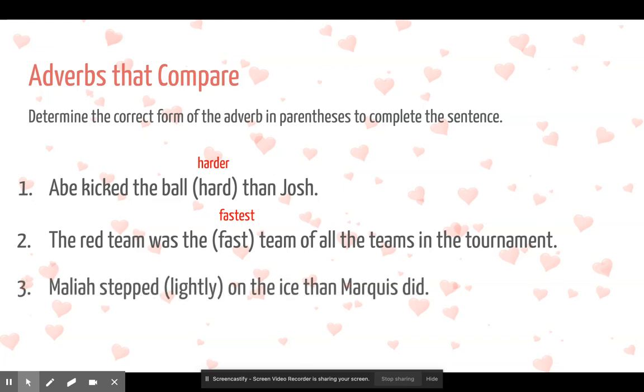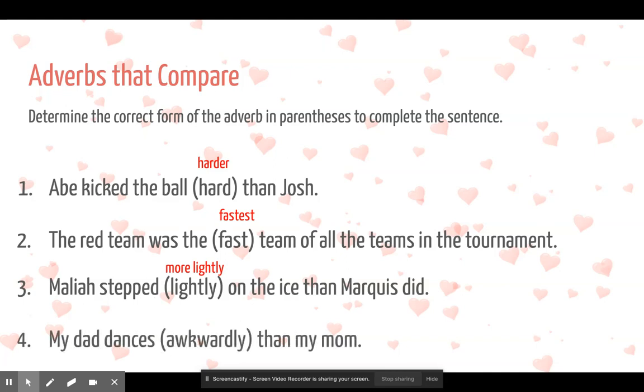Malia stepped lightly on the ice than Marquise did. What is the adverb to compare here? You should have said more lightly. Malia stepped more lightly on the ice than Marquise did. So we are comparing how Malia stepped and how Marquise stepped. We're comparing two things, so we have to add more. My dad dances awkwardly than my mom. What is the correct adverb here? You should have said more awkwardly. Again, we are comparing how my dad dances to how my mom dances, and my dad dances more awkwardly.